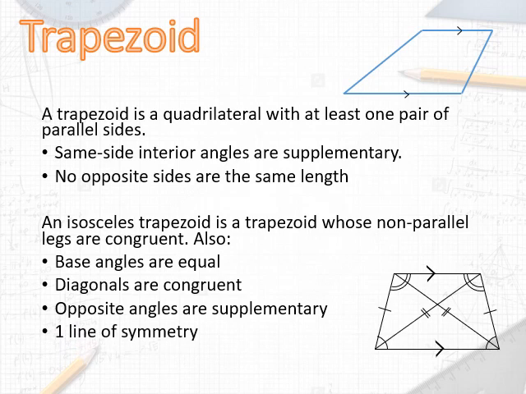In terms of symmetry, the isosceles trapezoid does in fact have one line of symmetry, and that is the one going straight down the middle.